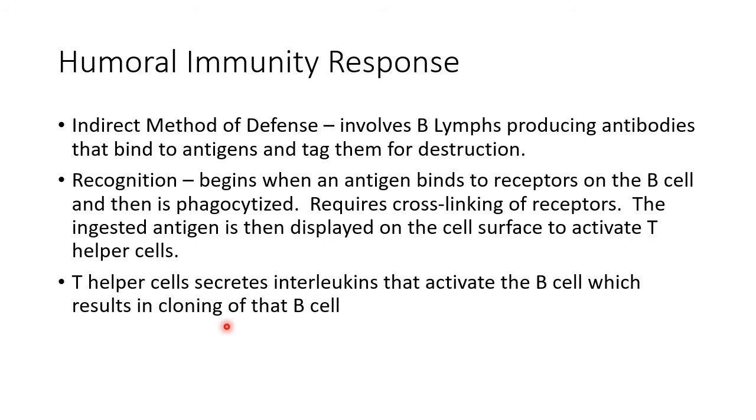Then when the T helper cells are activated, they secrete interleukins. These are the chemical messengers that result in co-stimulation. Okay, and co-stimulation is going to activate the B cell. That's going to cause the cloning of the B cell, just like we saw when the cytotoxic T cell was co-stimulated with the helper T cell a slide or two back. Okay, so you always have to have that co-stimulation to form the clone.